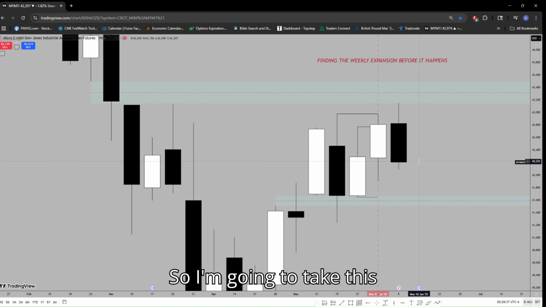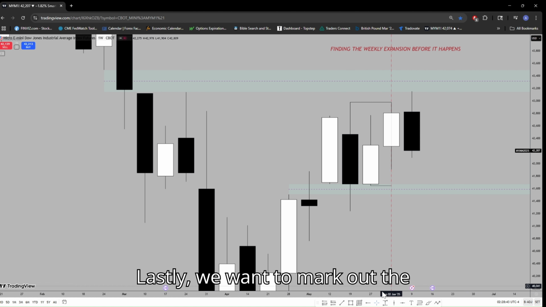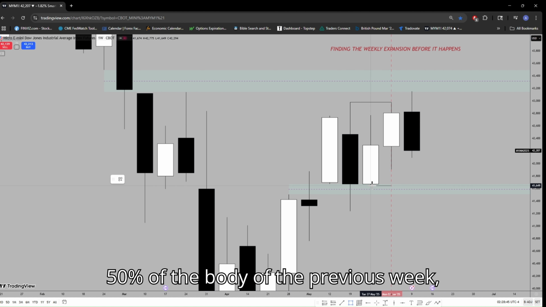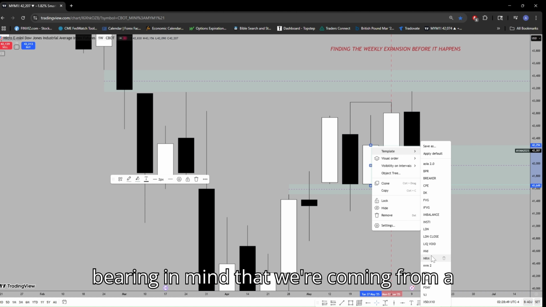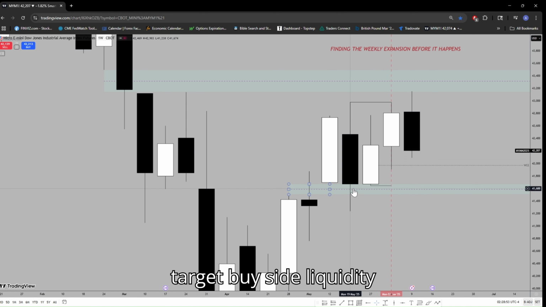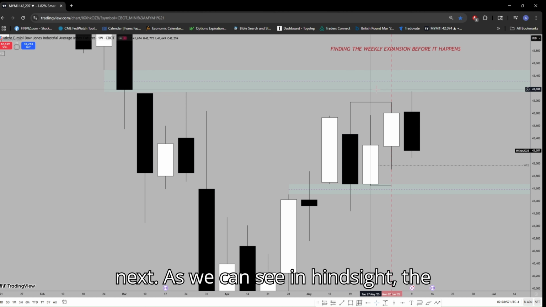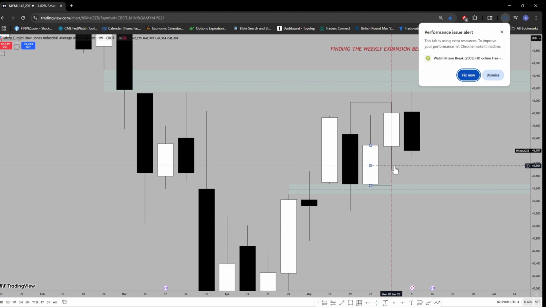So I'm going to take this off. And lastly, we want to mark out the 50% of the body of the previous week. Bearing in mind that we're coming from a bullish PDRA, so we should be going to target buy side liquidity next. As we can see in hindsight, the low of the week formed exactly at 50%.